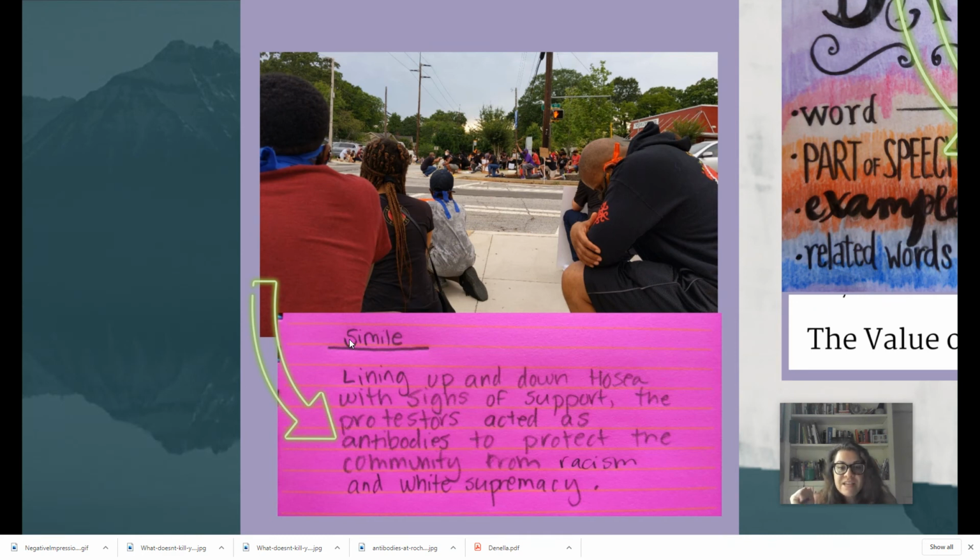Lining up and down Hosea with signs of support, the protesters acted as antibodies to protect the community from racism and white supremacy. So this was taken during when we kneeled for 8 minutes. But even if you think of a protester holding a sign, it's kind of Y-shaped, like you're holding your sign and you're shouting. So protesters are, in a sense, acting like antibodies to protect the community.